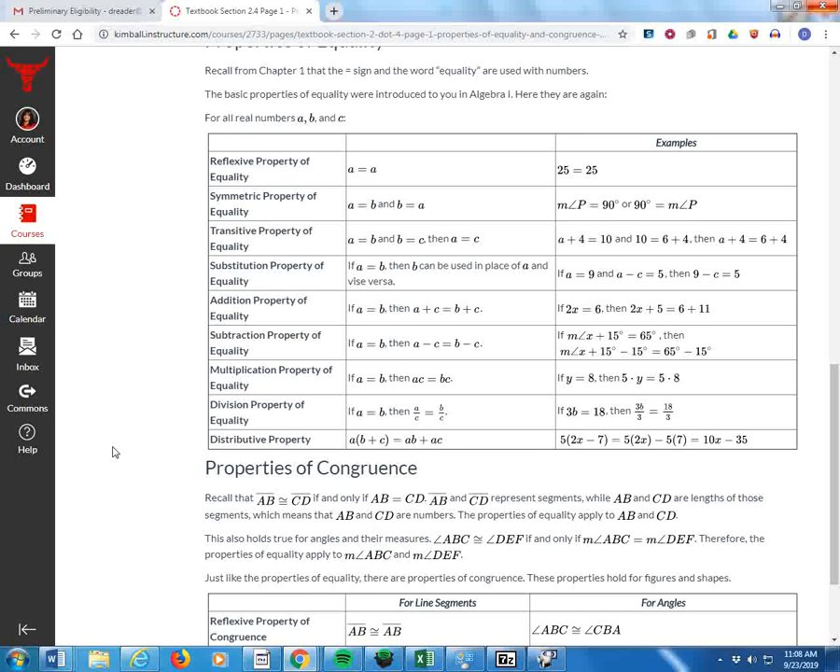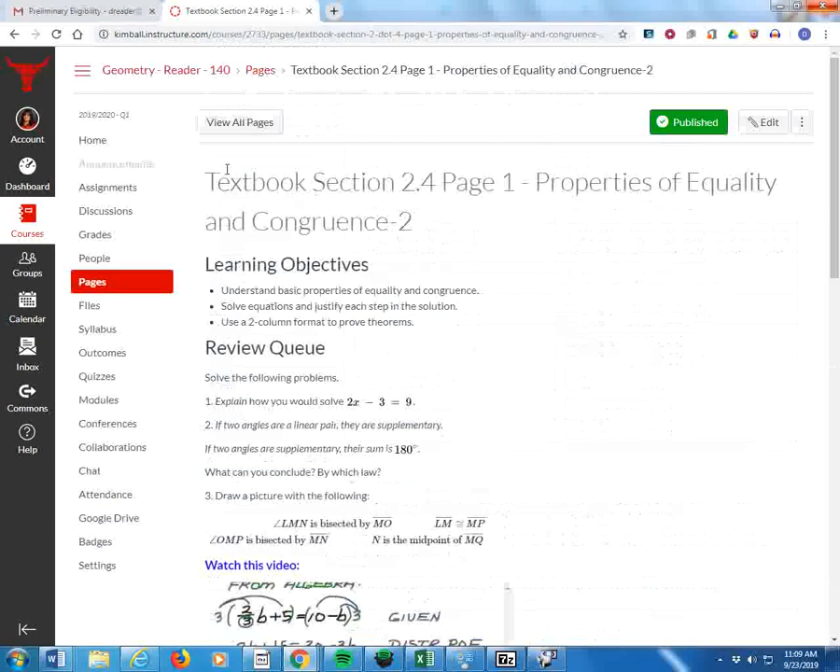And the multiplication and division property is the same thing. If you multiply one side by a number, you've got to multiply the other. If you divide one side by a number, you've got to divide the other. And then the distributive property: if you've got a number on the outside of parentheses, you distribute it into both terms. Same exact properties of congruence.